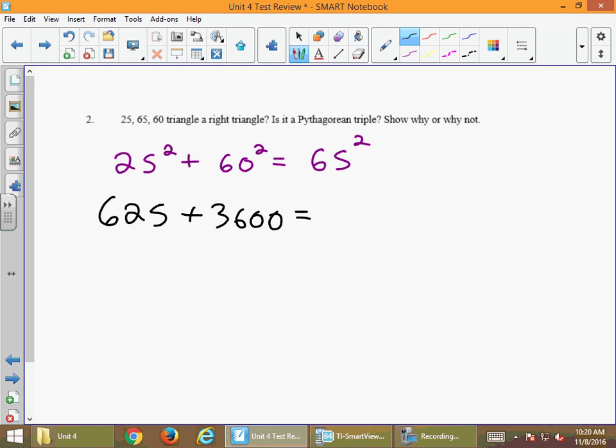65 squared gives me this number. Someone from Prospect Hill, perhaps. Champions. 4,225. Prospect Hill way right there.